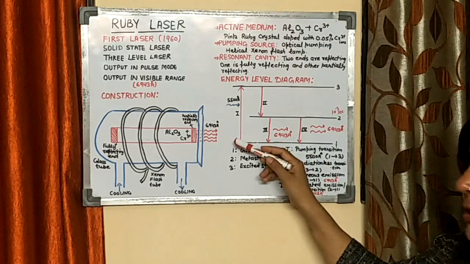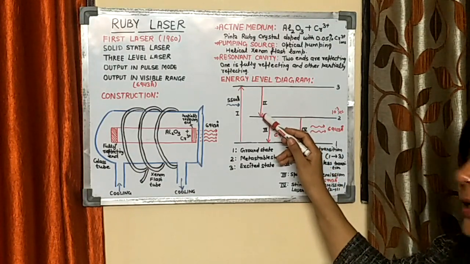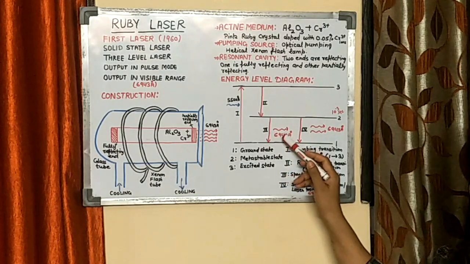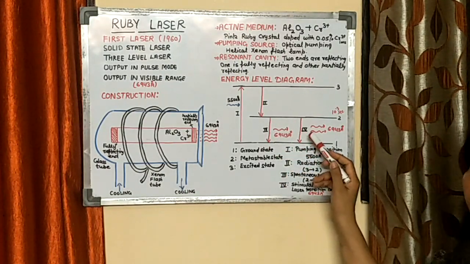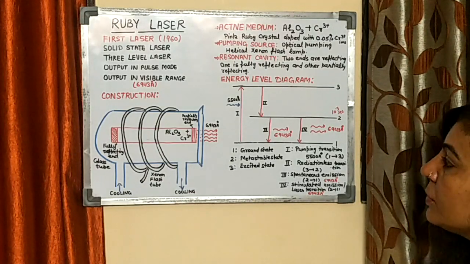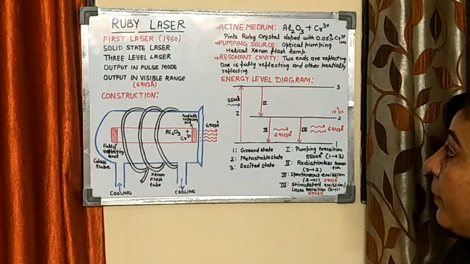So the first transition is from ground to excited state, then from excited to metastable state, and then from metastable state to ground state. First spontaneous emission, and then it will convert into stimulated emission. Then there will be multiplication of photons, and you will get the laser beam. So that is the working process of Ruby laser.